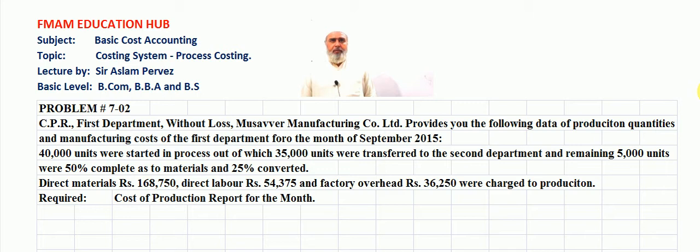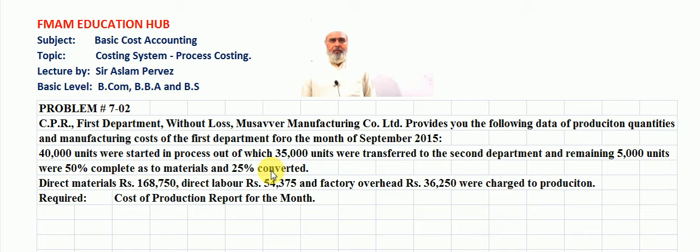First department without loss. Software Manufacturing Company Limited provides you the following data of production quantities and manufacturing cost of the first department for the month of September 2015. 40,000 units were started in process, out of which 35,000 units were transferred to the second department and the remaining 5,000 units were 50% complete as to materials and 25% converted.